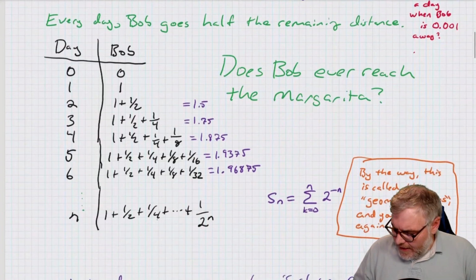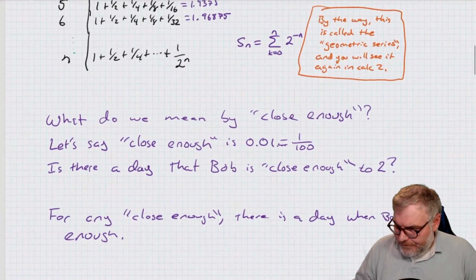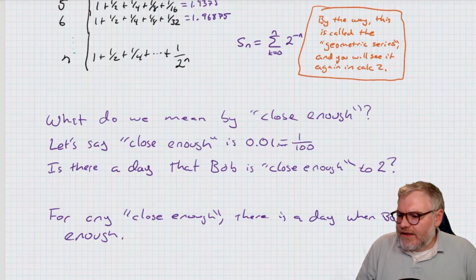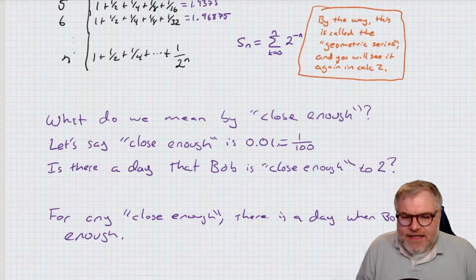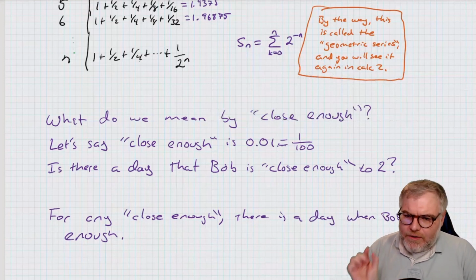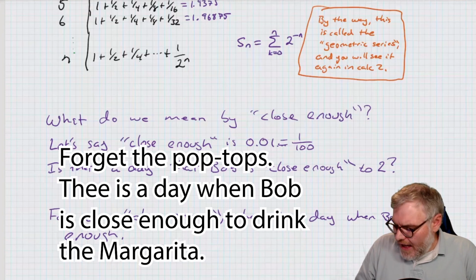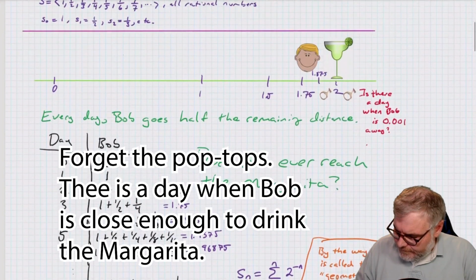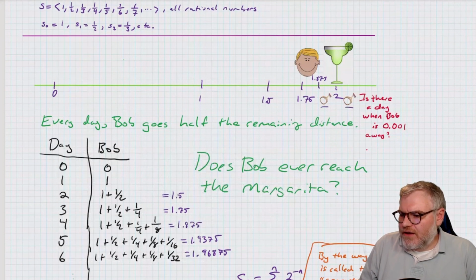So again, what do we mean by close enough? Okay. For any close enough, is there a day when Bob is close enough? Okay. So what we're going to do is say, okay, we're going to put a pair of pop tops right here next to the Margarita. And we're going to say Bob is close enough when he steps on the pop top and cuts his heel and has to cruise on back home. At any day, no matter where I put those pop tops, as long as they are a positive distance away from the Margarita, there will come a day when Bob is inside the pop tops. Okay. And we're going to call that close enough. There are my pop tops, and there will be a day when Bob is close enough to step on the pop top.